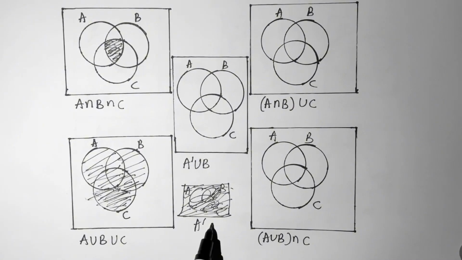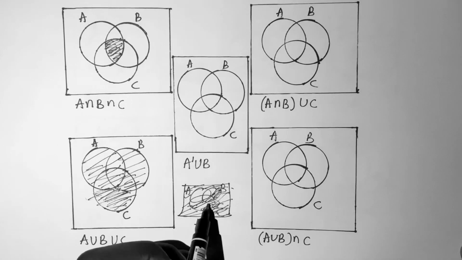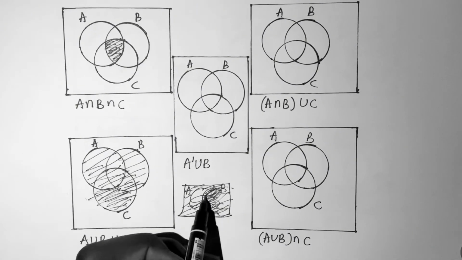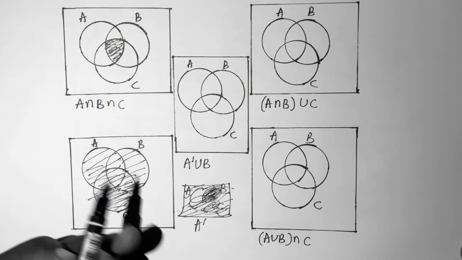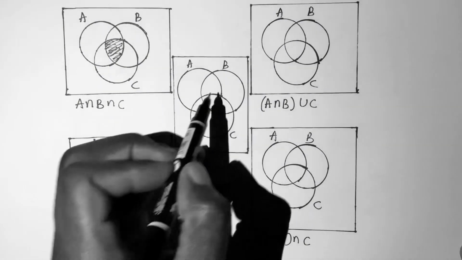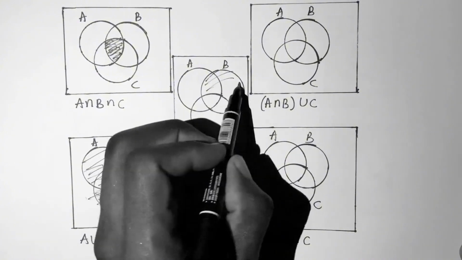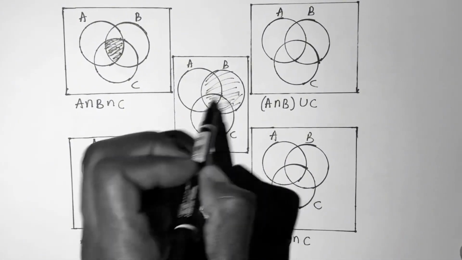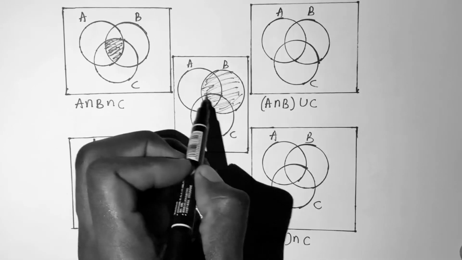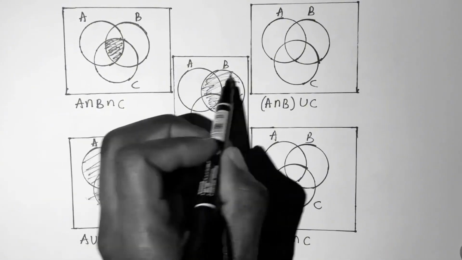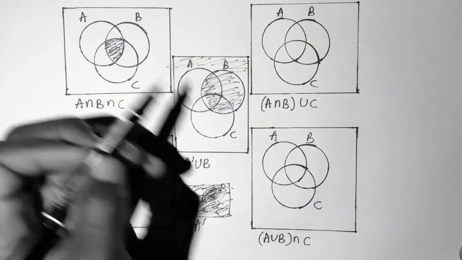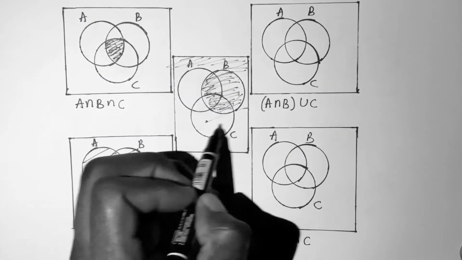Then union B. So now that means that all of this region must be part. So A complement union B. So all of B must be part. Then we'll add A complement to it. And this is A complement, everything outside of A.